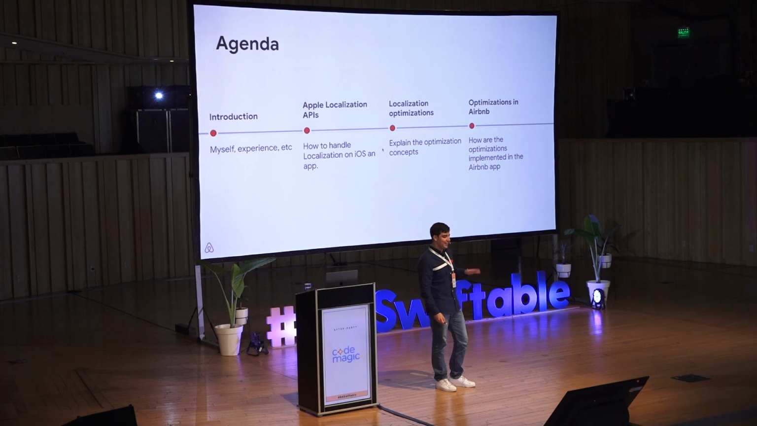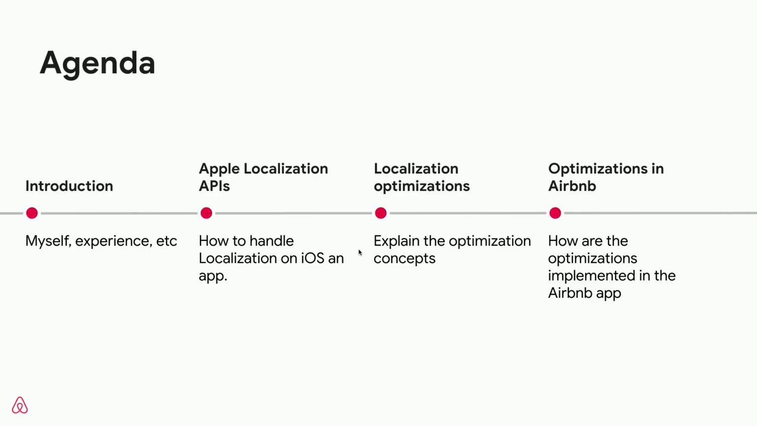So maybe we will go through the Apple APIs a little bit quickly because we already saw that. And then we're going to take a look at some localization optimizations. What can we do to those files to reduce app size? And finally, we're going to see how those optimizations are applied inside the Airbnb app.